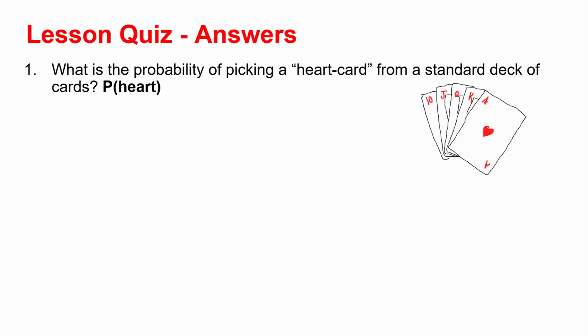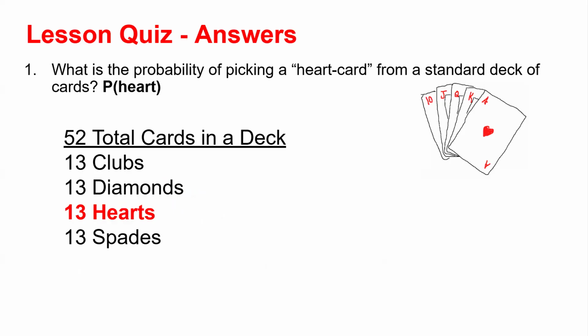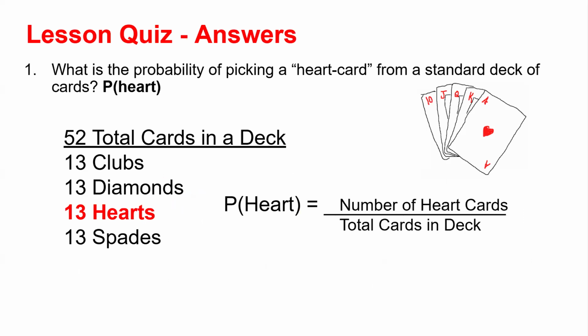What is the probability of picking a heart card from a standard deck of cards? Probability of heart. There are 52 total cards in a standard deck, and there are 4 suits: clubs, diamonds, hearts, and spades. So 52 divided by 4, there are 13 heart cards. So probability of picking a heart card, number of heart cards out of the total number of cards in the deck, 13 out of 52, or 1/4, a 25% chance.